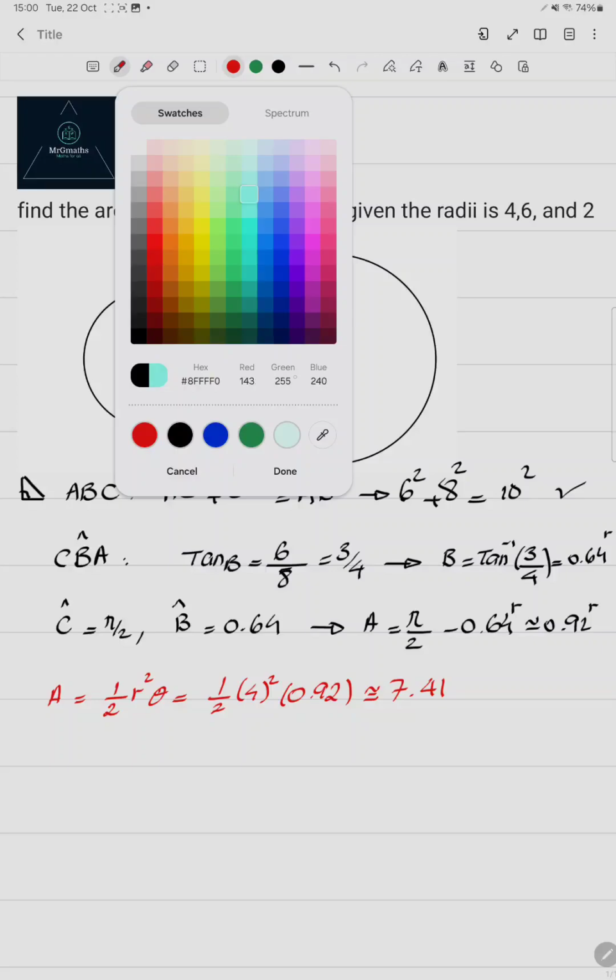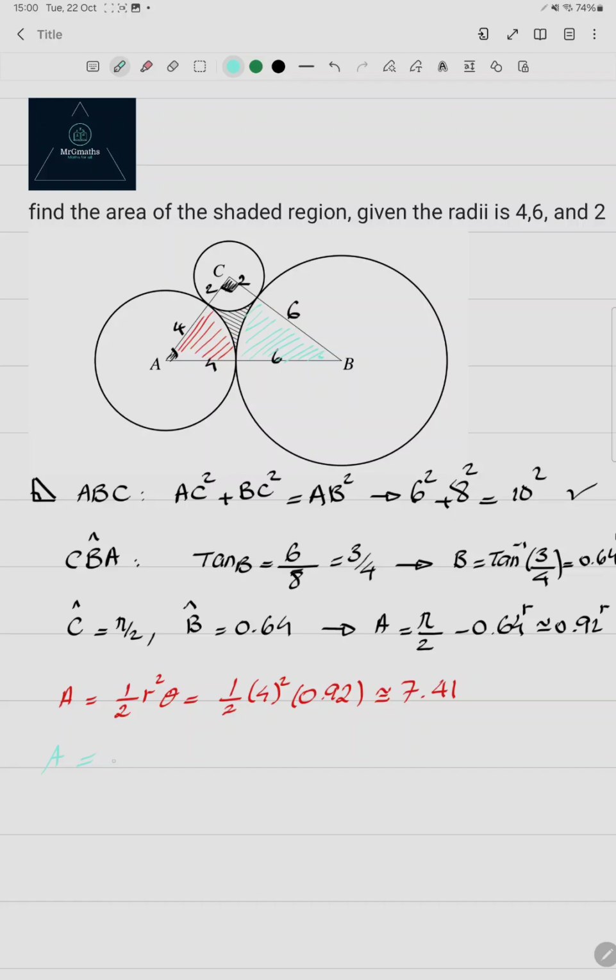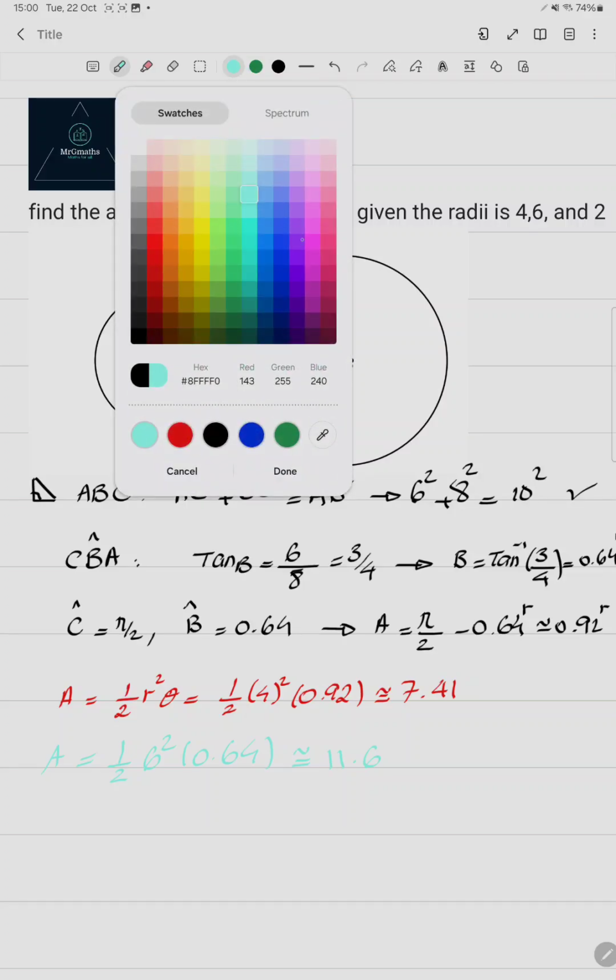I'm going to shade the second one in my lovely bluish color. The area of that blue bit is half times 6 squared this time, times theta, which if you remember was 0.64. That gives me 18 times that, which is roughly 11.6. Again, feel free to check my calculations. I'm doing this without a calculator, which is not the best idea.